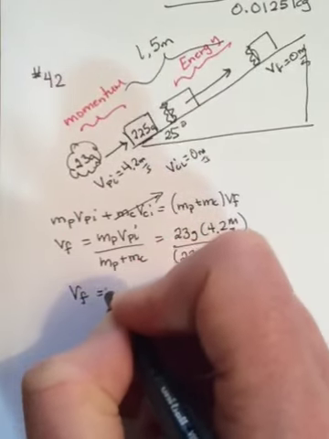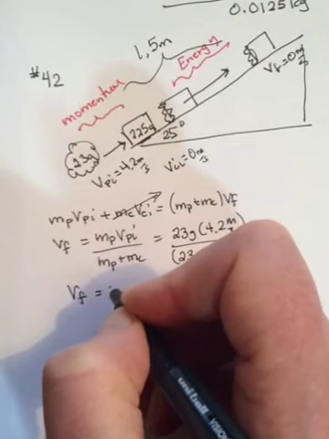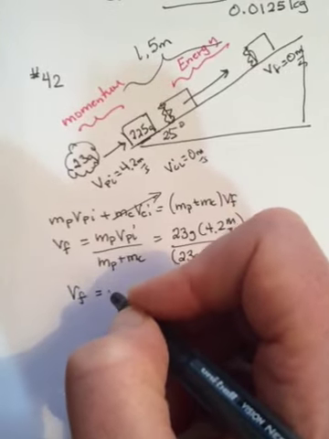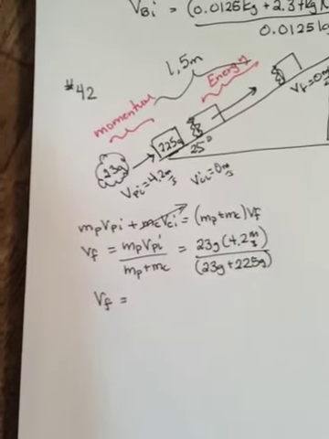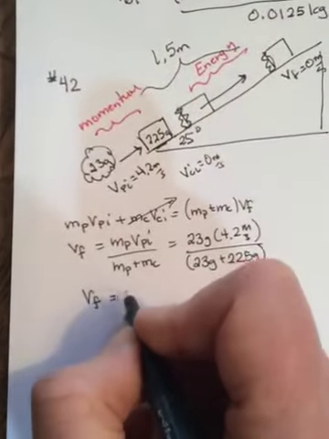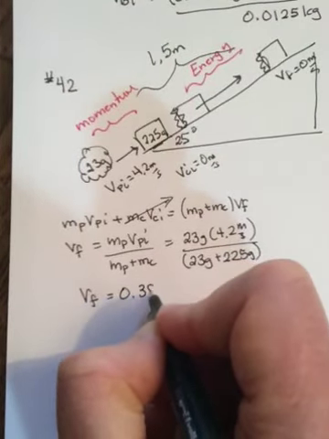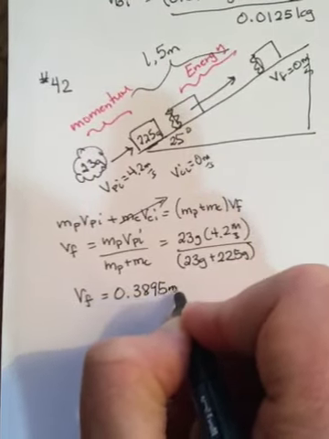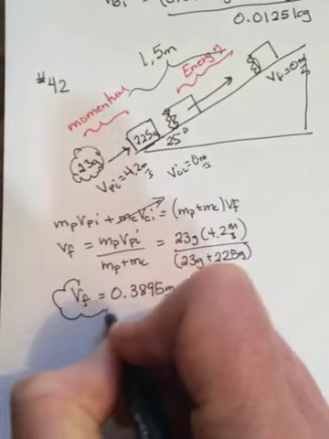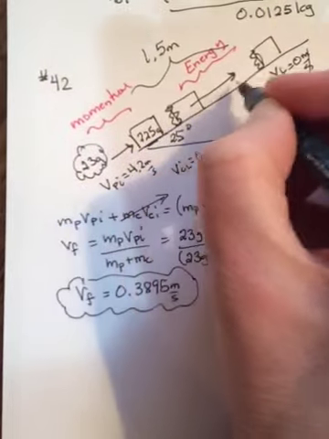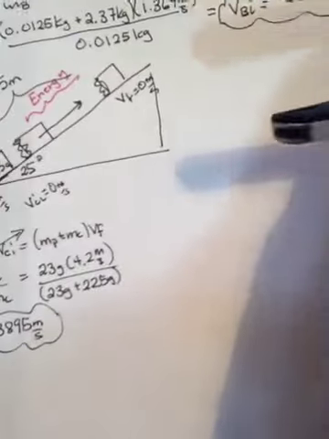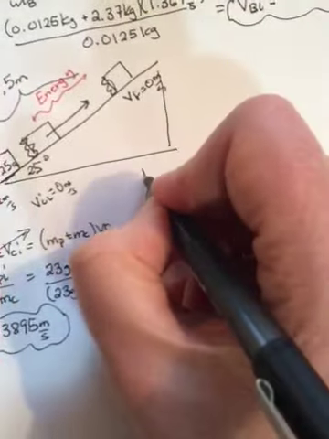Vf will equal 0.3895, I believe. Let me just double check that. Yeah, 0.3895. Not a really huge velocity. You need to work on your throwing speed. Okay, so this speed is the speed with which the putty and cart begin to go up the ramp. So now we can go to energy.